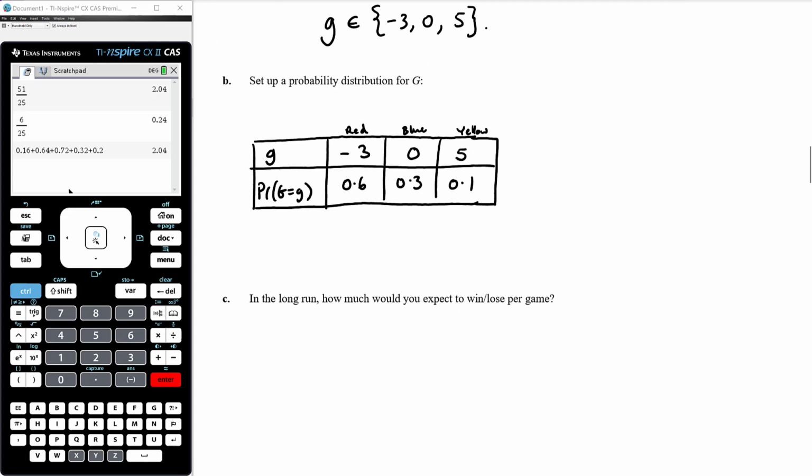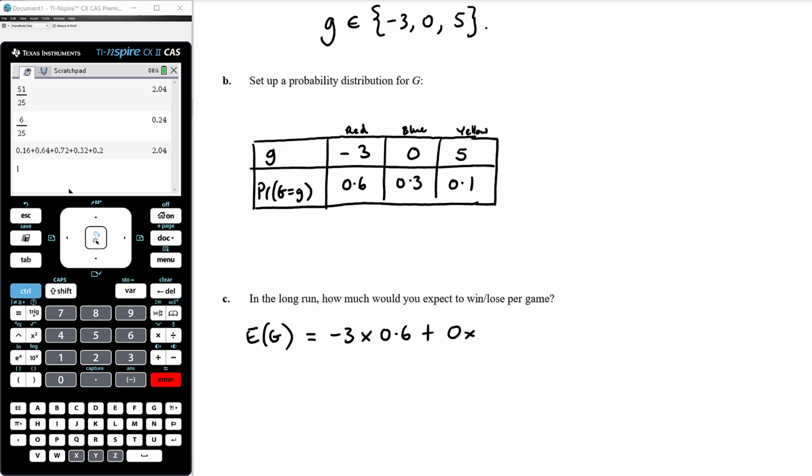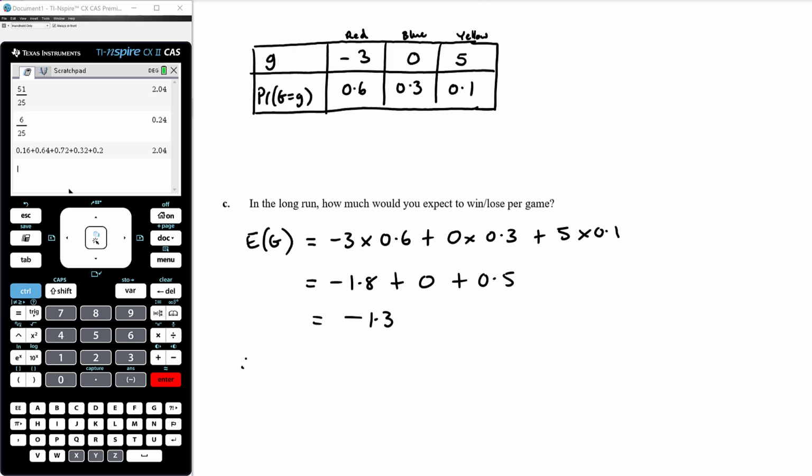So we're looking for the expected gain, which is going to be -3 times 0.6. We're working out the expected value of this probability distribution, plus 0 times 0.3 plus 5 times 0.1. So -3 times 0.6 is -1.8, plus 0 times 0.3 is 0, plus 5 times 0.1 is 0.5. So that's -1.3. Therefore, on average, or in the long run, we would expect to lose $1.30 per game.